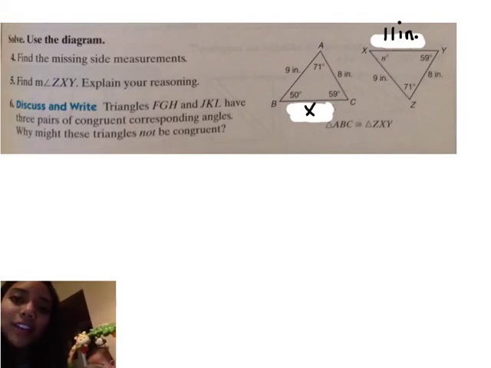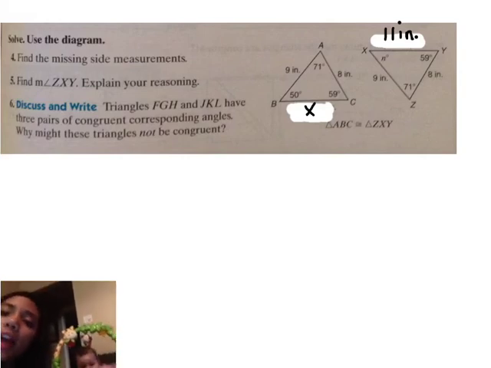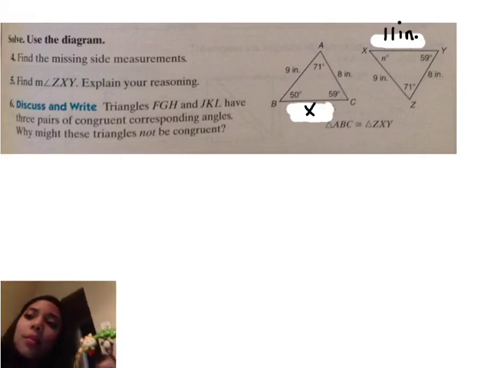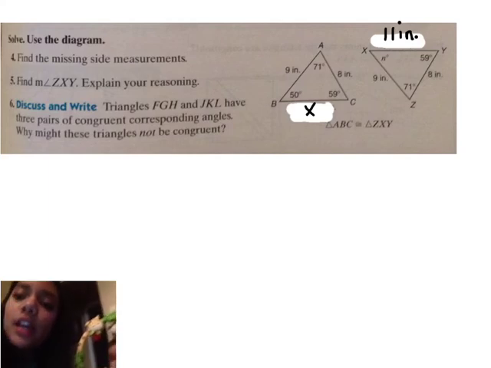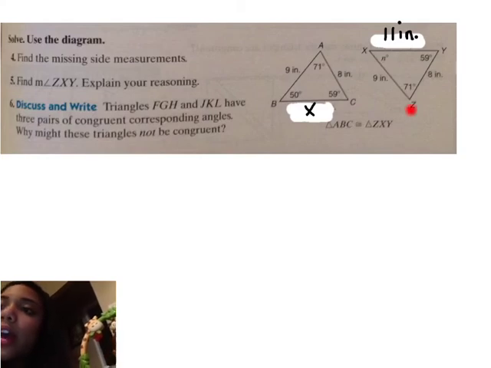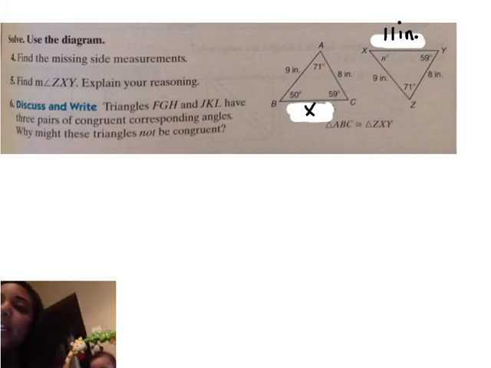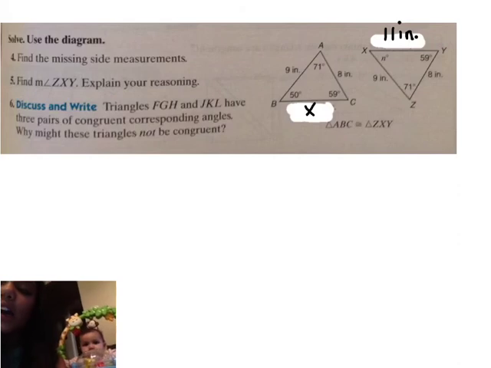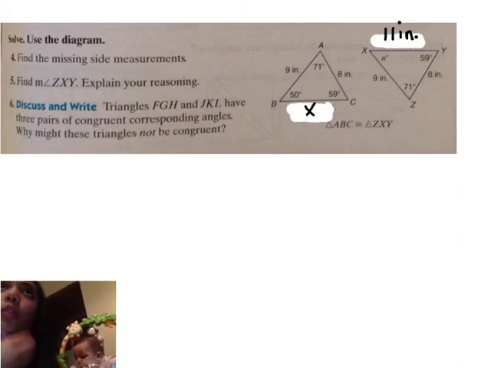Alright, so this is the last stretch. Find the missing side measurements. Yes, you can see that I whited out some stuff. We're looking for the missing side measurements, and we need to look at what our picture already says. So, if we look, triangle ABC is congruent to triangle ZXY. So that means that ABC is congruent to ZXY. So, if I look, I'm going to use my angle marks and my tick marks to indicate that they're congruent.